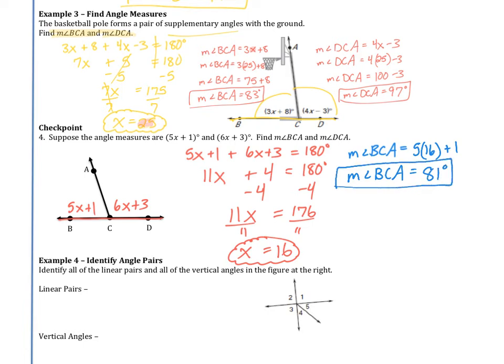And again, I'm putting 16 in for x here and in for x there. So the measure of angle DCA is 6 times 16 plus 3. Six times 16 plus 3 is 99 degrees.